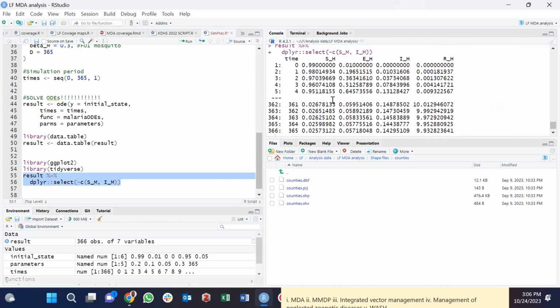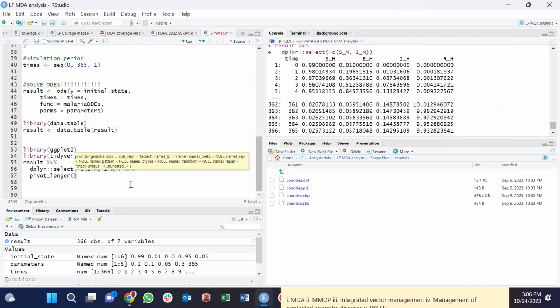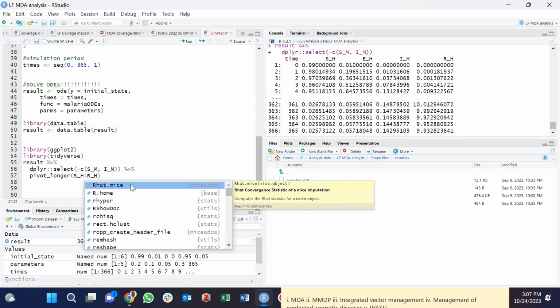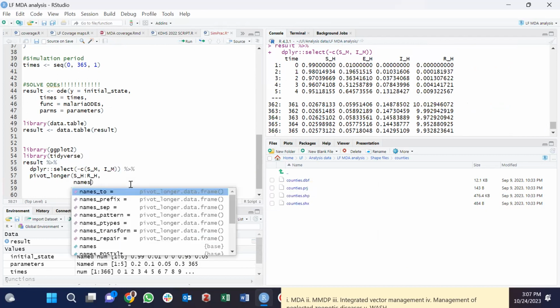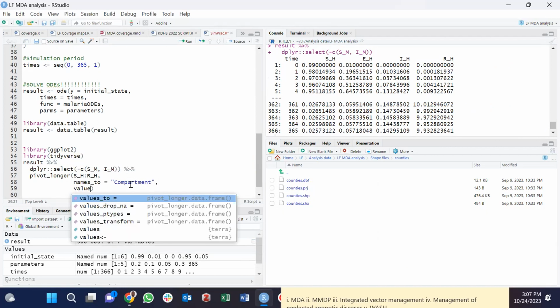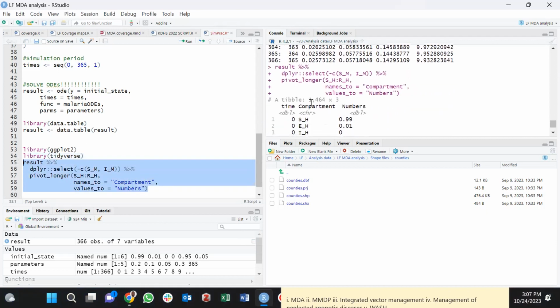Okay. So we want now to gather that so that we can draw them in one plot. We want to gather from S of H to R of H, and then the names will go to, let's call them the compartment. And then the values will go to, let's call them numbers. But you can always find a better name. Okay, now we have them.